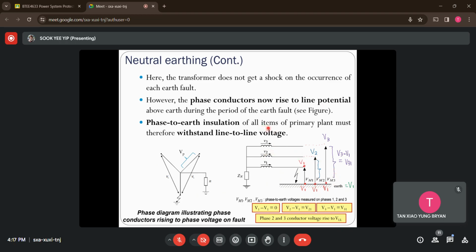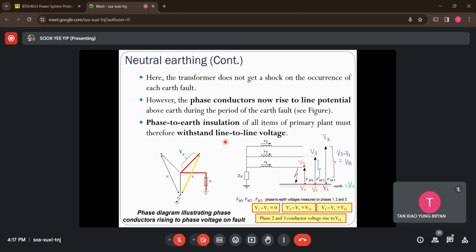This time, all the components at the power plant, I should say the primary plants here, its insulation has to be rated according to line voltage instead. It's not the phase voltage, which means that you have to spend money on the insulation this time. Okay, so that is basically the neutral earthing at the low voltage side.